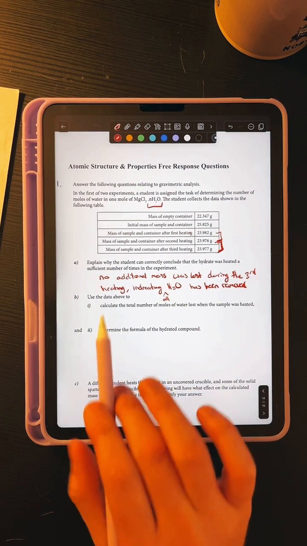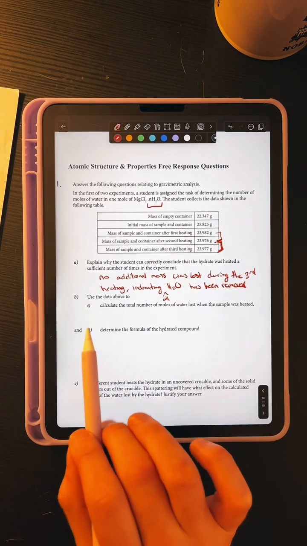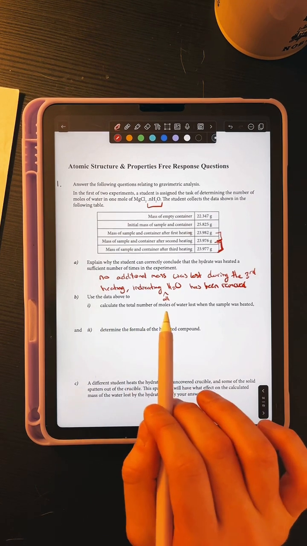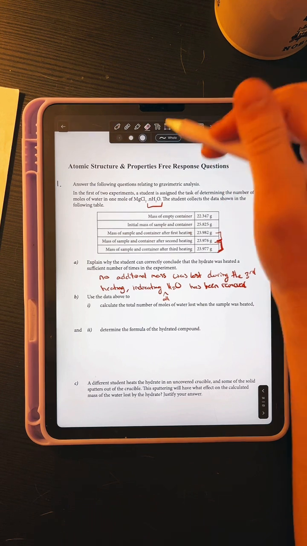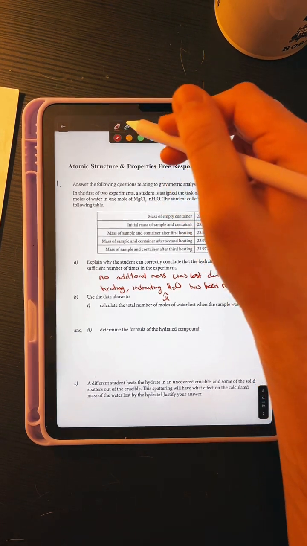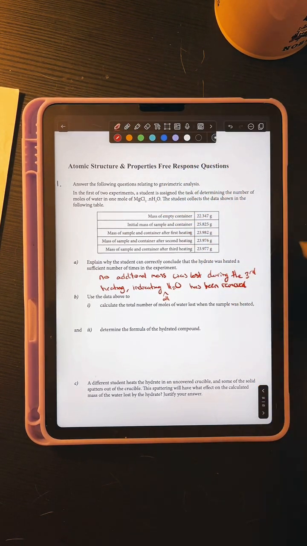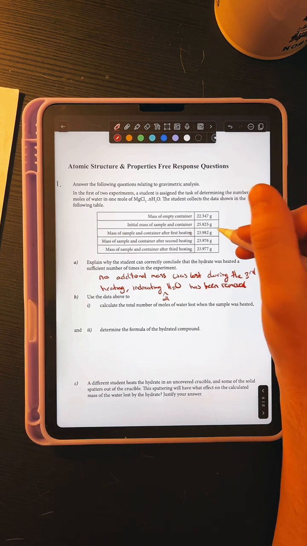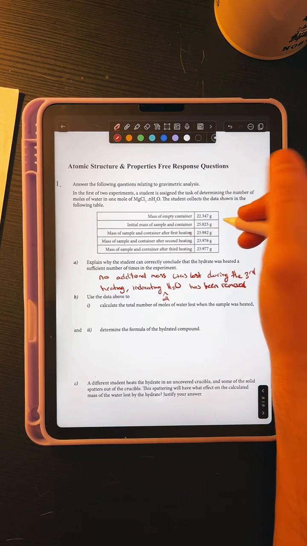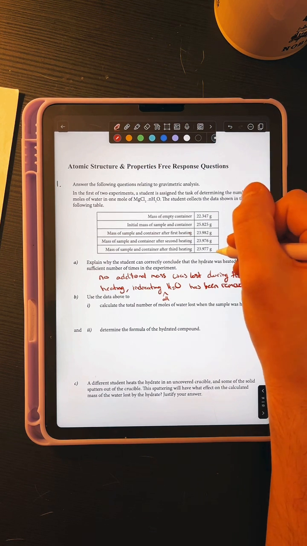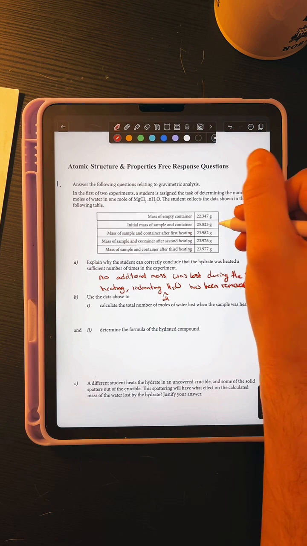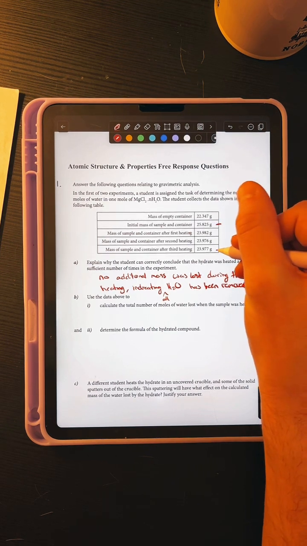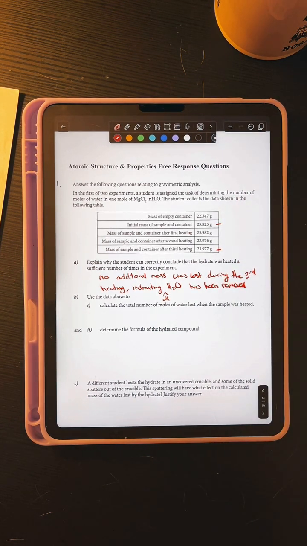So part B, use the data above from the table to calculate the total number of moles of water lost. So this is where we're going to look at the table and really figure out how we can determine anything about the water. So we have here the mass of the sample and container, and the mass of the sample and container after we heated. The difference between this mass and this mass is going to give us the mass of the water.